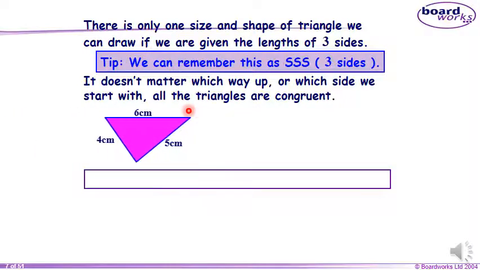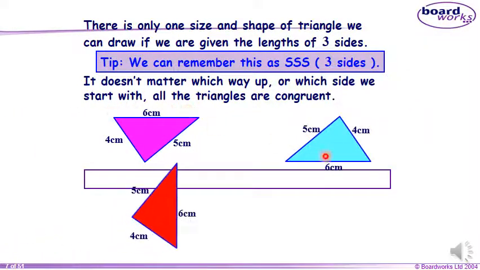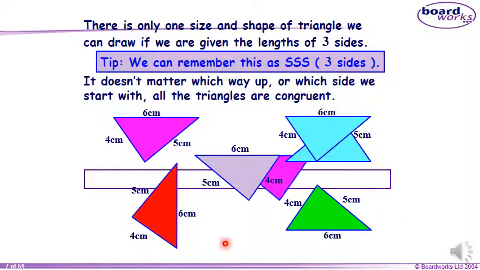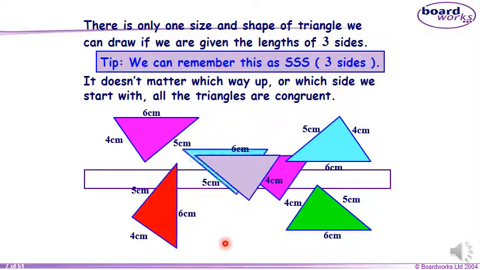Okay? If you draw it like this, or like this, or like this, or like this, they are all the same. As you can see, they are all identical, but in different directions. So, if you start drawing by 4 or by 5 or by 6 centimeters, they are all the same triangles.